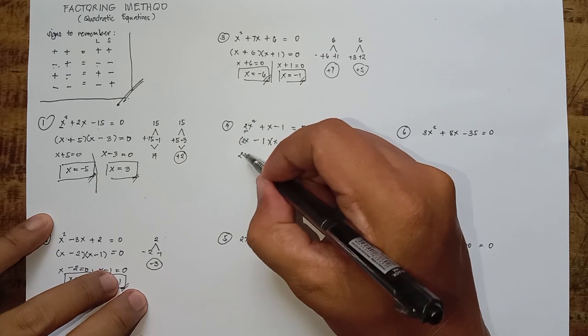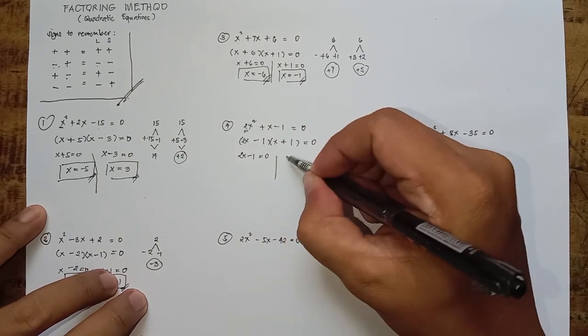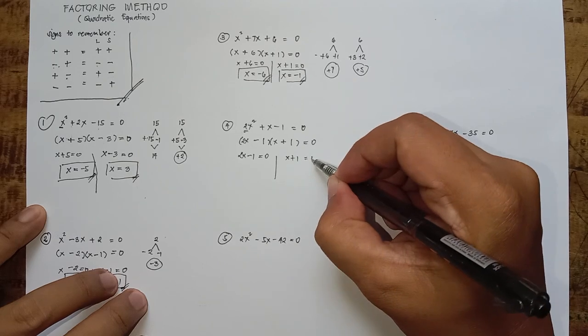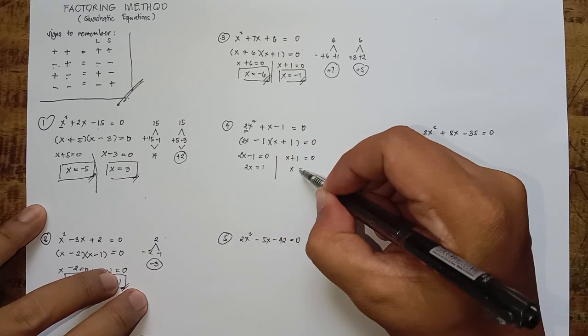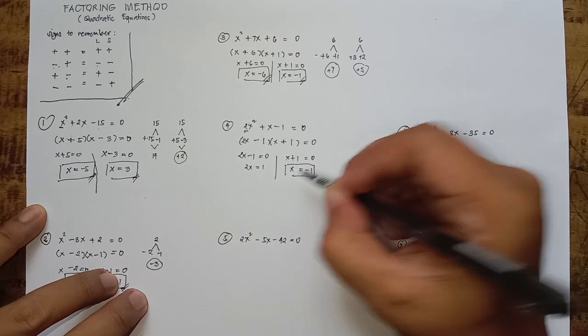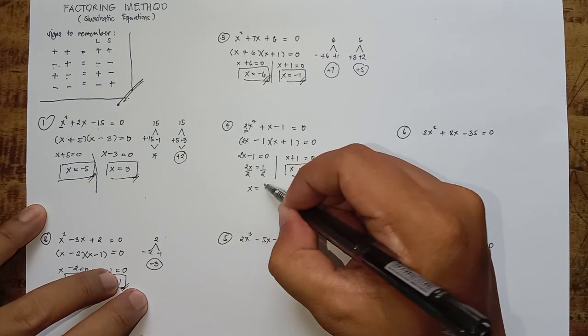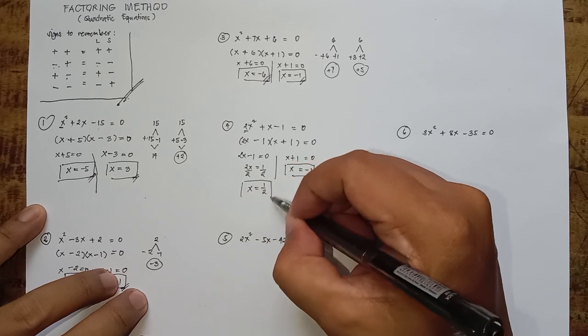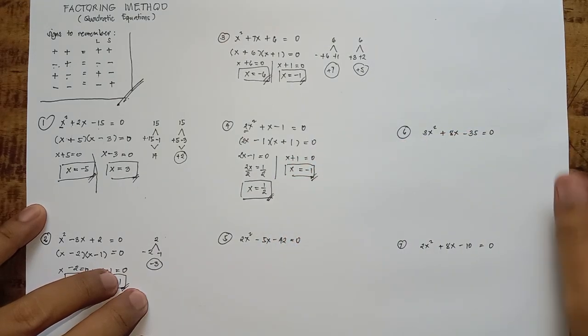So therefore the factors are 2x minus 1 is equal to 0, and x plus 1 is equal to 0. So that would be 2x is equal to positive 1, x is equal to negative 1. In this case, we will divide both sides by 2, so x is equal to 1 half. So therefore, the roots are 1 half and negative 1.